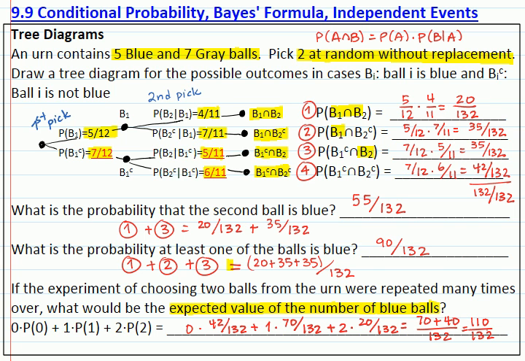And when we do the division in our calculator, the answer is 0.83 repeating. So the expected value is that approximately 0.8 balls will be picked that are blue.